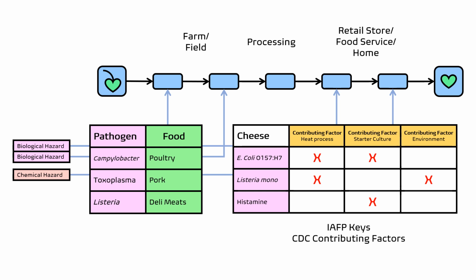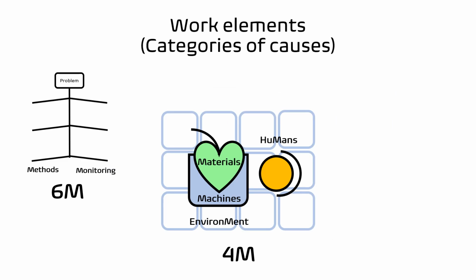The association of pathogens and contributing factors was also originally intended to help improve HACCP because it helps identify the conditions where pathogens are most likely to occur. The work elements are a new concept in the automotive industry derived from the Ishikawa categories of causes used in root cause analysis. Its use in HACCP is reviewed through this series of videos.